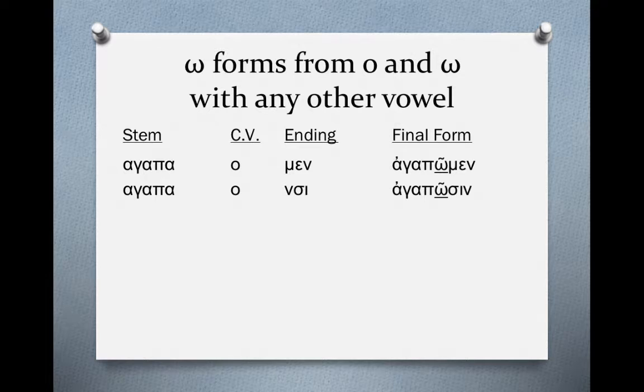Again, we could look at the third plural form. We've got agapa plus the connecting vowel omicron, and the ending is nsi. Practically, whenever you see this ending attached to the verb, it ends up being ousin. But if you look at the final form, the omega has basically swallowed up the vowels that could be around it, and that's fairly common. You see that kind of thing often. So what we're saying is that omega forms from omicron and omega with the combination of certain other vowels. So we have the final form here, agaposin.